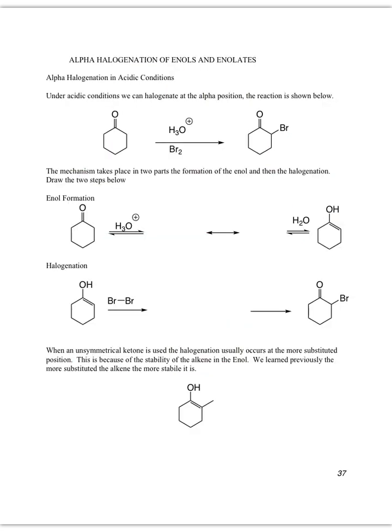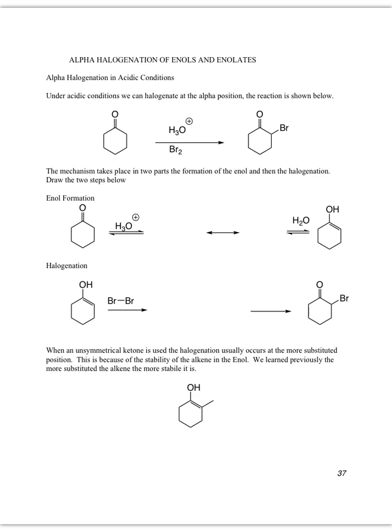So here we have one of the first reactions we'll talk about, and it's the alpha halogenation of enols and enolates. And how can we go about doing that? So here in this one, with acidic water and bromine, we can put a bromine on the alpha carbon and do something with it as we're going along.